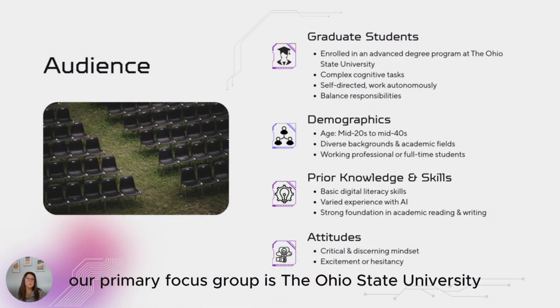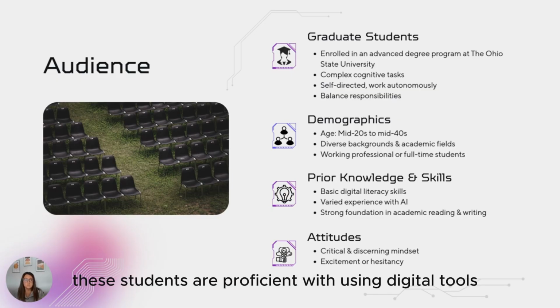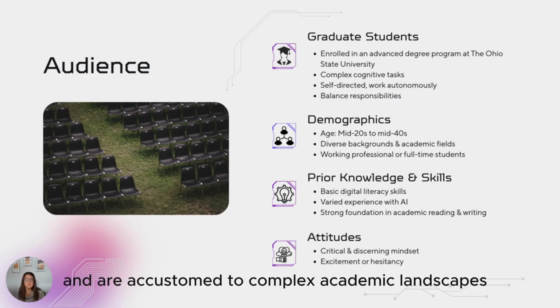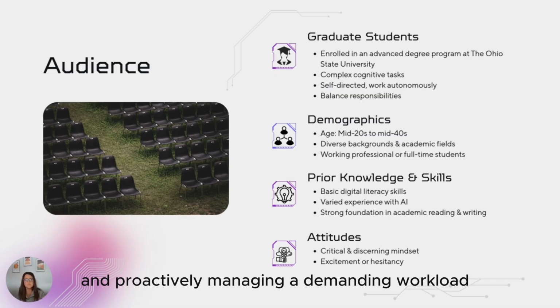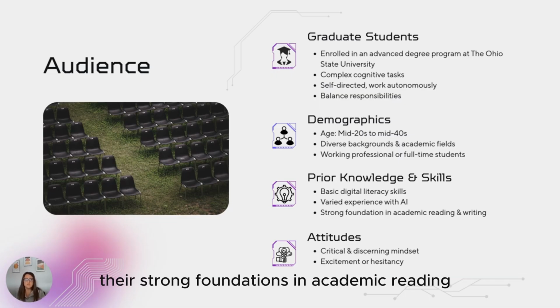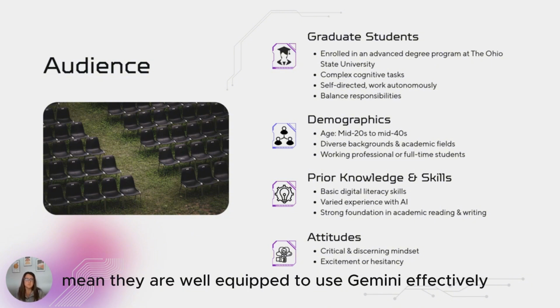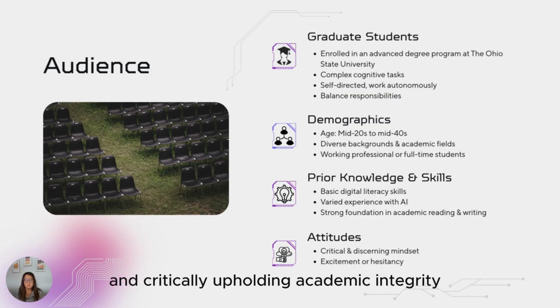Our primary focus group is the Ohio State University graduate student, a diverse body ranging from the mid 20s to mid 40s of self directed learners, working professionals, and researchers. These students are proficient with using digital tools and are accustomed to complex academic landscapes, heavy research, and proactively managing a demanding workload. Their strong foundations in academic reading, writing, and critical evaluation mean they're well equipped to use Gemini effectively and critically, upholding academic integrity.